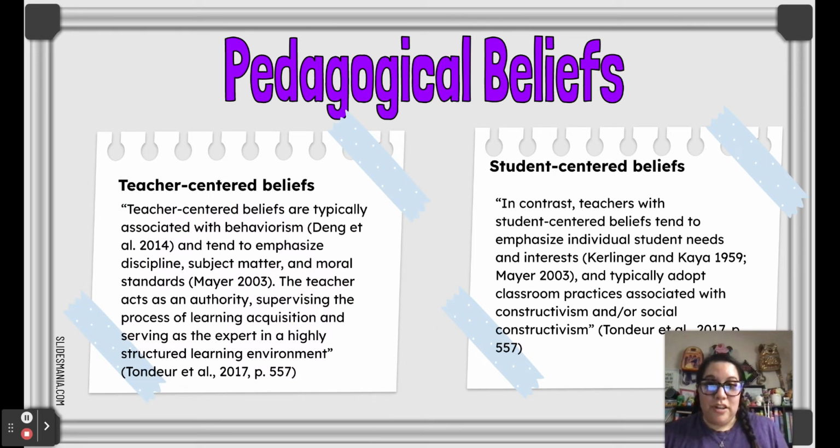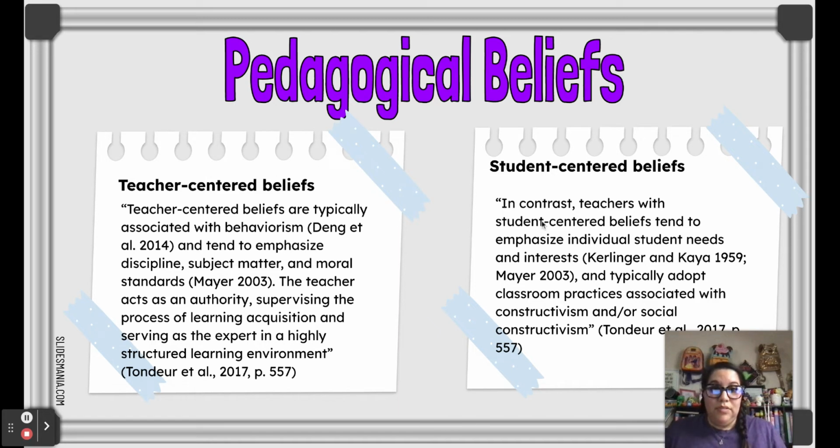All right. So teacher centered beliefs are typically associated with behaviorism. And I thought this was really interesting how both of these beliefs relate to different theories. And so that really explains a lot about how the teachers think. They also tend to emphasize discipline, subject matter, and moral standards. These are the teachers that are going to be more strict. The teacher acts as an authority, supervising the process of learning acquisition and serves as the expert in a highly structured learning environment. These, again, are going to be your teachers that are very strict. They believe that teaching is like a knowledge transmission process where the teacher is giving the knowledge to the students rather than the students doing the learning.